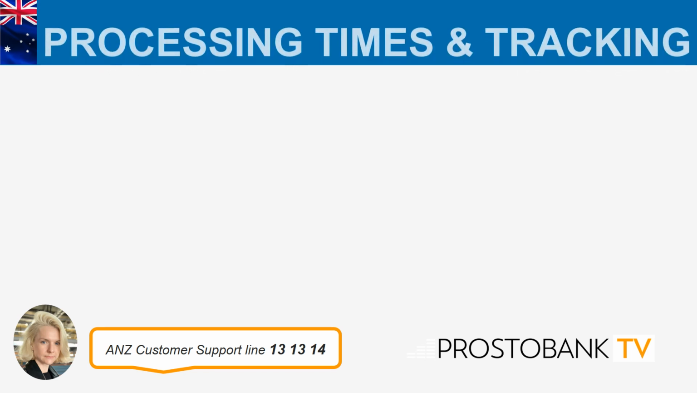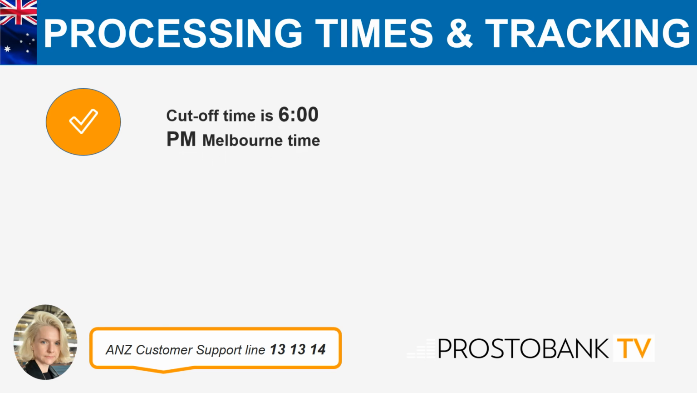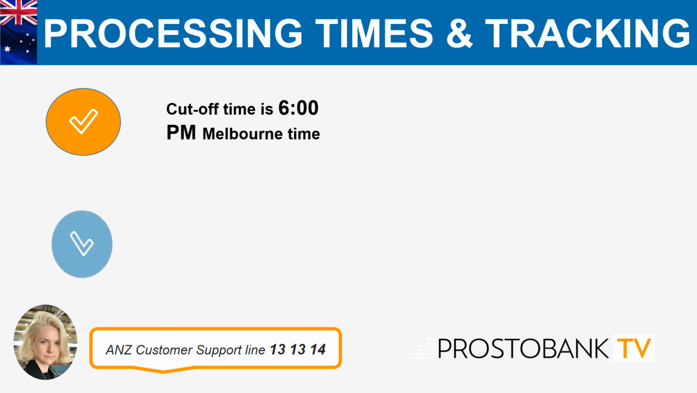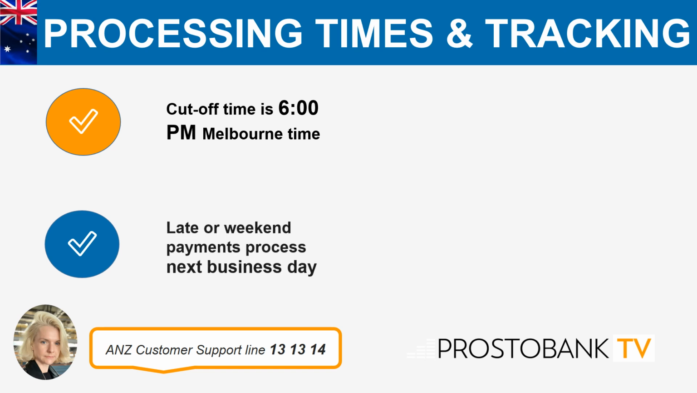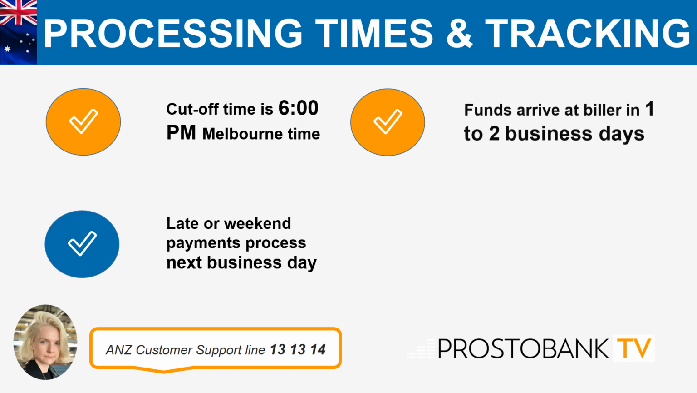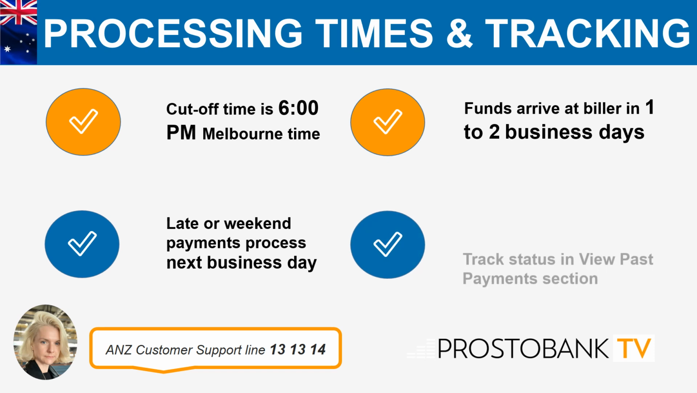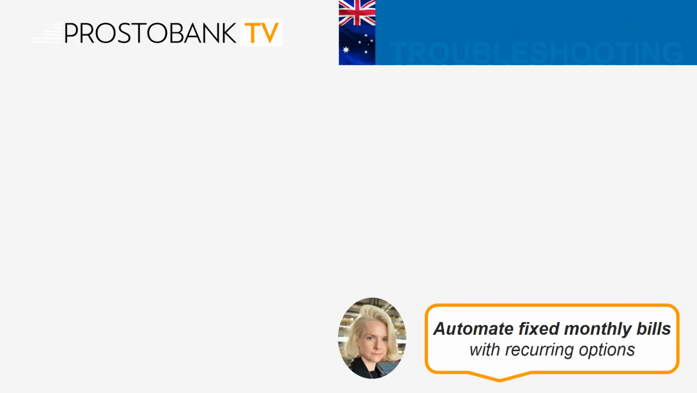Understanding processing times is essential to avoid overdue charges. Payments submitted before 6 p.m. Melbourne time on a bank business day are processed on the same day, while later transfers move to the next business day. Between the processing stages, funds typically arrive at the biller within 1 to 2 business days. To verify a transfer, check the View Past Payments section in Internet Banking for status updates, and note down your receipt number for official proof.